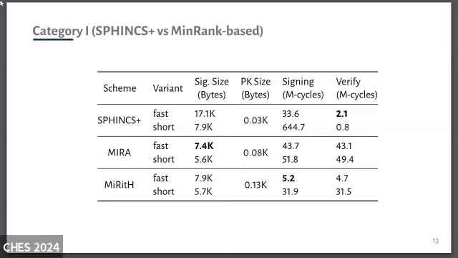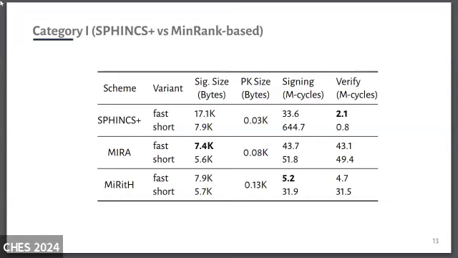As you see, Mira yields the best signature size. So the fast parameter set is roughly half a kilobyte smaller than Mirath. In the short setting, it's only 100 bytes, sorry. Public key size is rather identical. And now the big difference, why I'm giving this talk, is that we are 8 to 9 times faster in signing and verifying compared to Mira. But note that SPHINCS+ yields the best verifying times.